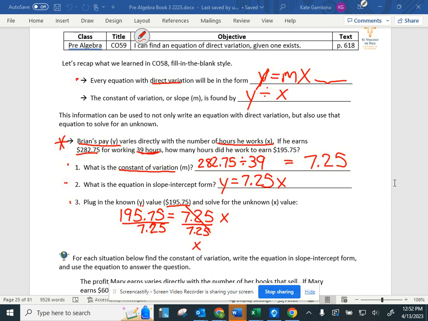So that turns into a 1. 1 times x is x. What is 195.75 cents divided by 7.25 cents? 27. Yep, I was just looking at the wrong spot. So my x, which is the number of hours, hours are the x. How many hours does he work? He works 27 hours.